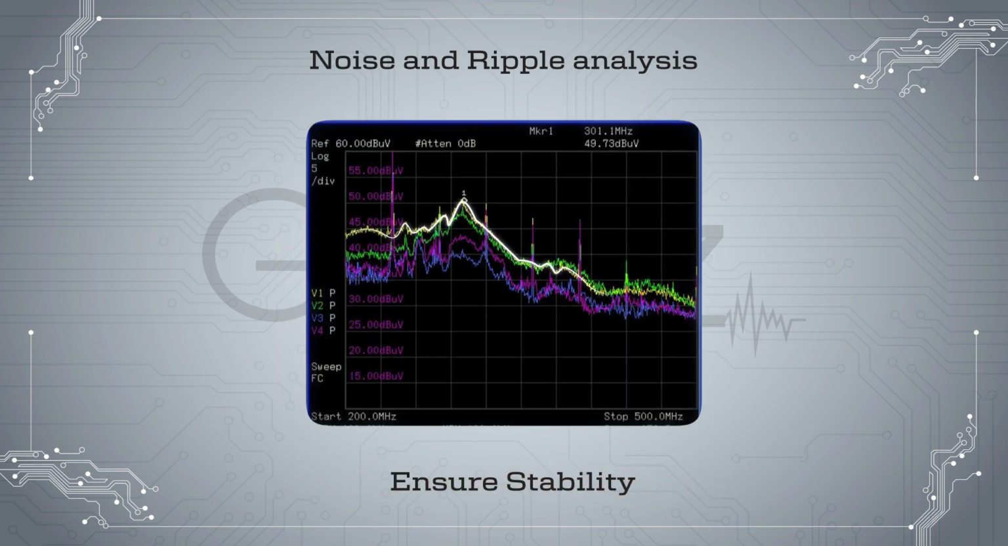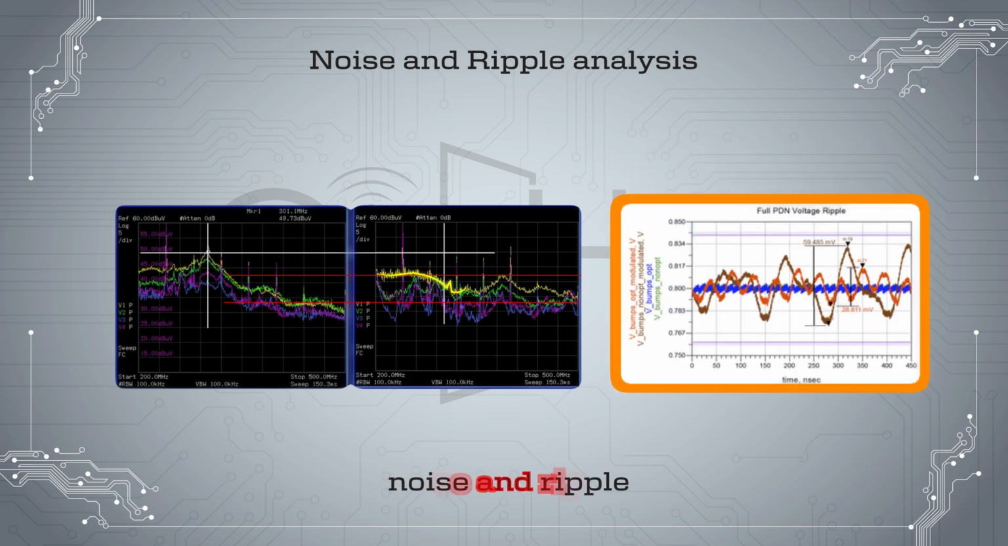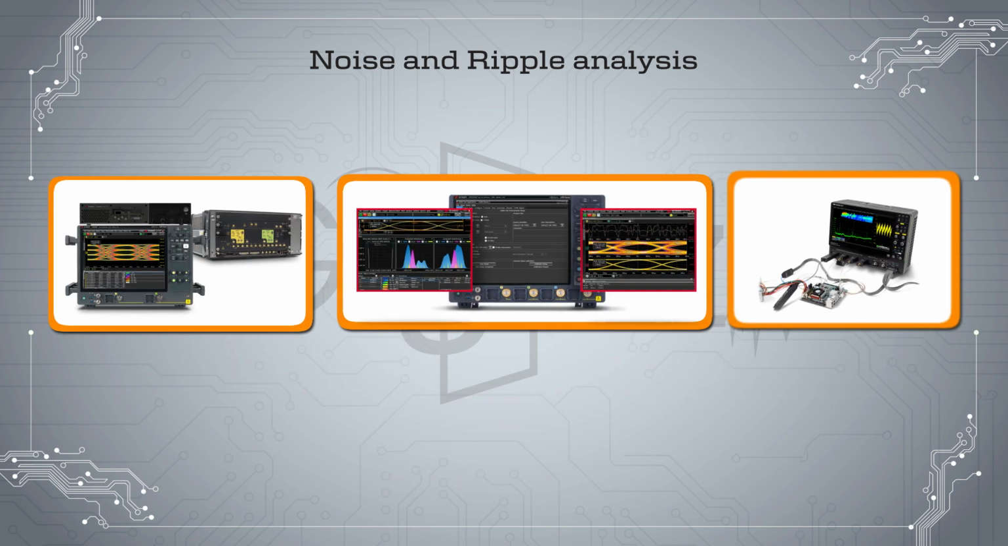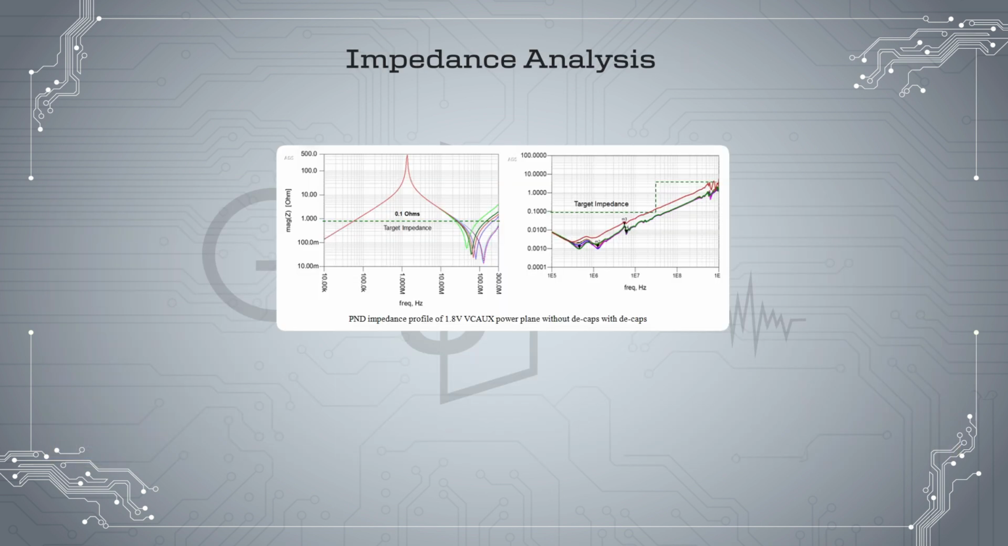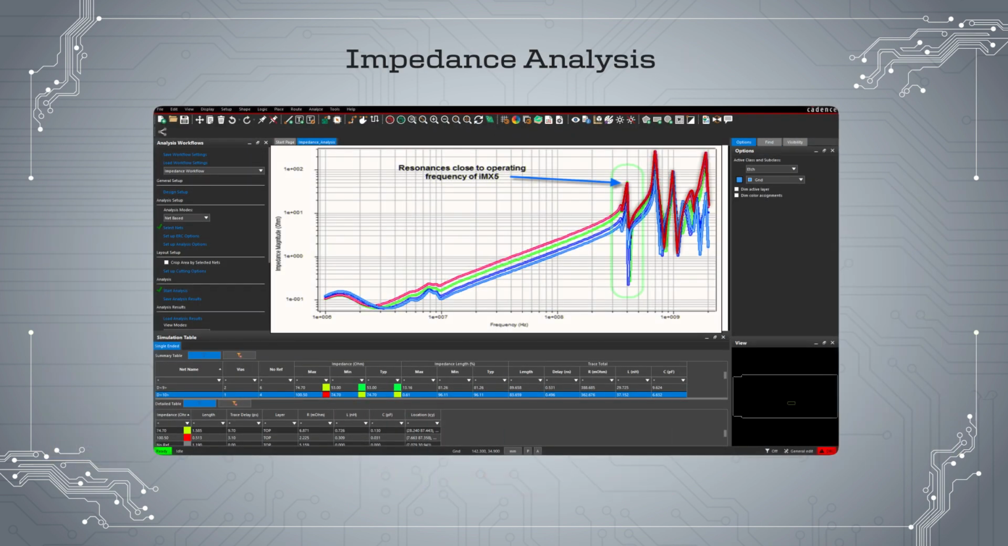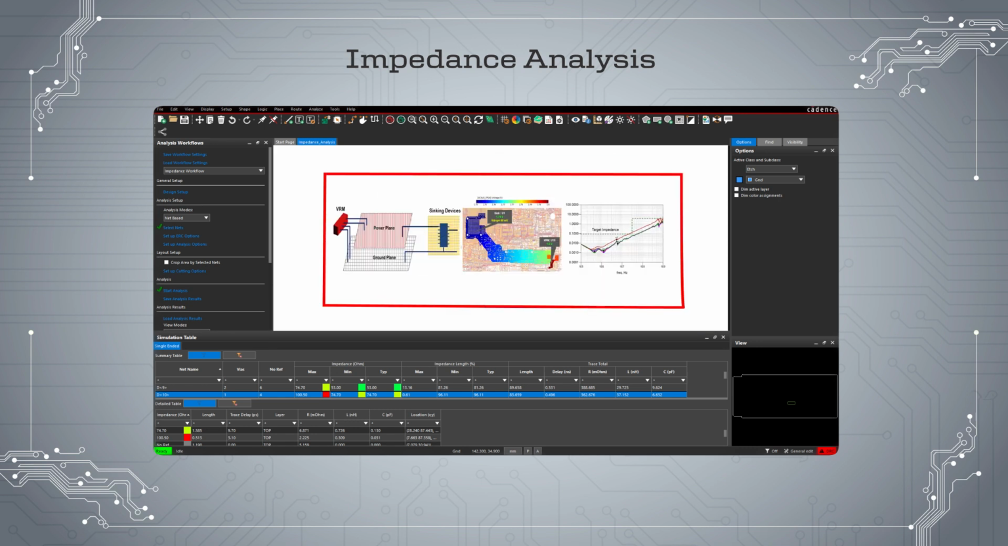Noise and ripple analysis. Measure transient noise and ripple caused by switching currents, ensuring clean power delivery to sensitive components. Impedance analysis. Analyze PDN impedance over a wide frequency range and maintain low impedance to suppress noise effectively.